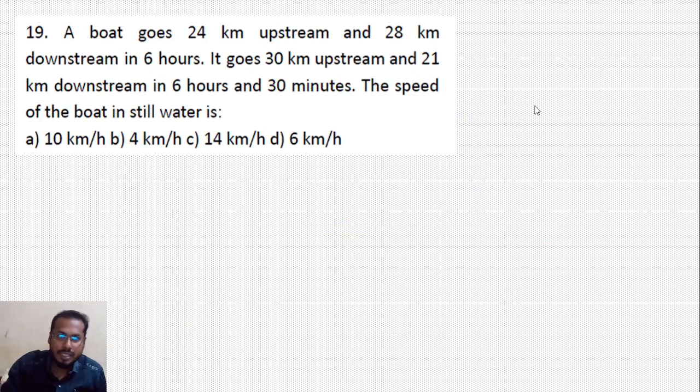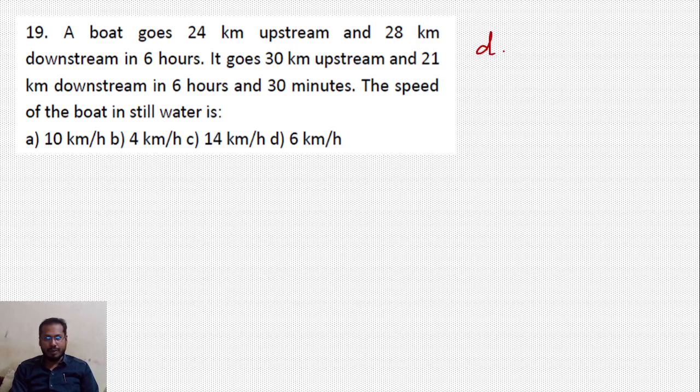Okay, I think I missed one question. This is the question, just complete this. A boat goes 24 km upstream and 28 km downstream in 6 hours. It goes 30 km upstream and 21 km downstream in 6 hours and 30 minutes. So two equations are given. And one more thing: downstream, upstream, boat speed and stream speed. Correct?